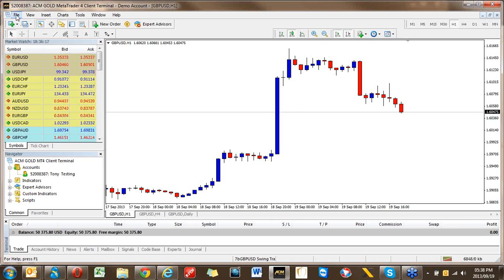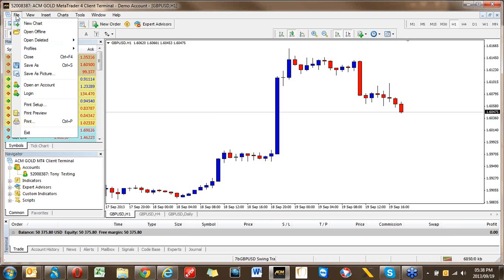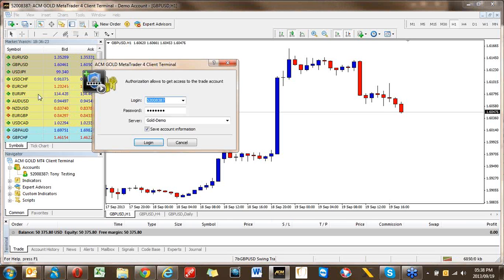Go to the top left-hand corner, click on File, select Login, and then over here, remember, you'll have 2 different sets of login details, one for your demo, one for your live. Keep those emails in a safe place. Please, guys, you'd be amazed how many people contact me saying, I can't log in, I don't know where my details are. Guys, just store it, because it's something you're going to use on a regular basis.